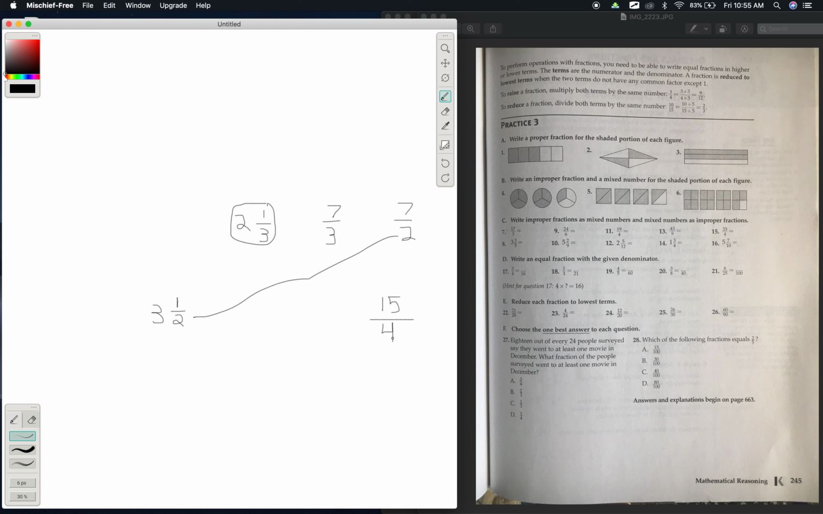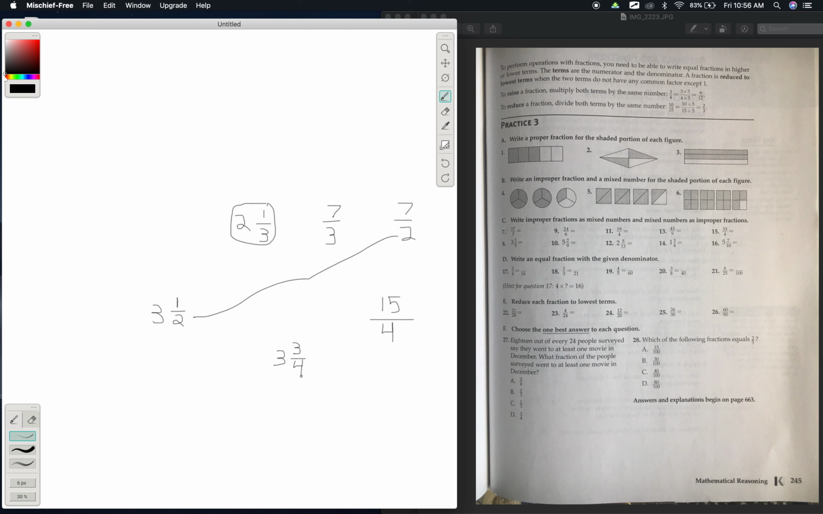Again, this one, how many times does 4 go into 15? Well, we know 3 times 4 is 12, and 4 times 4 is 16, so if we go 4, it's over, so we use 3, and we know it's 12, so we have 3 left over, so we put the 3 here, 3 and 3/4.